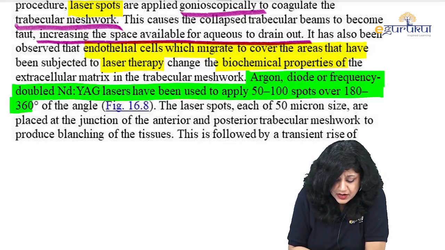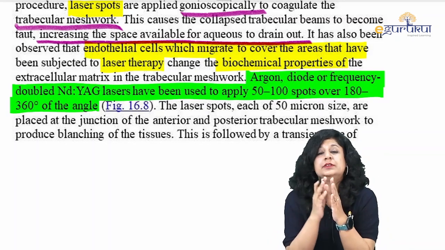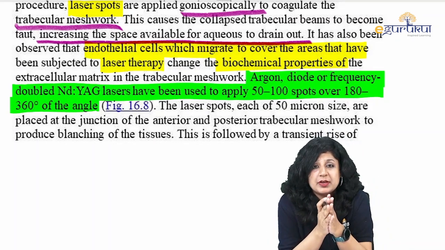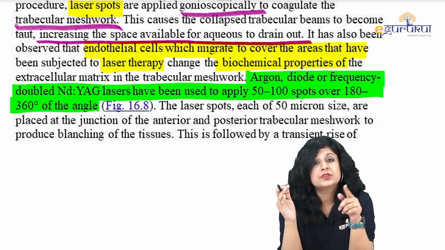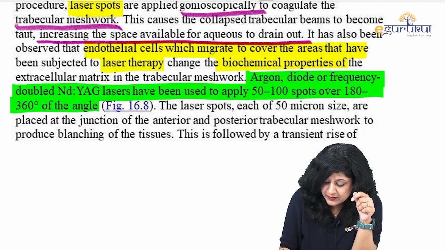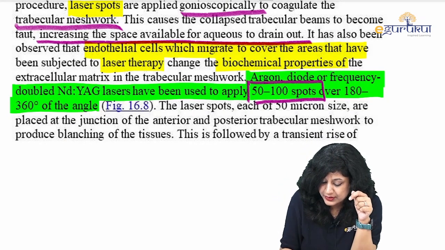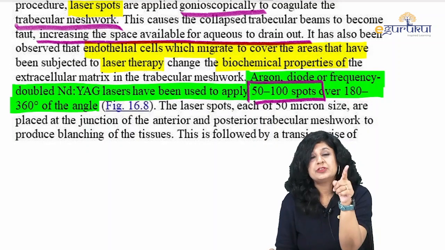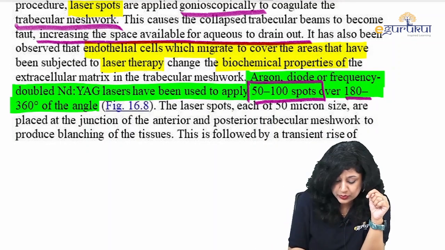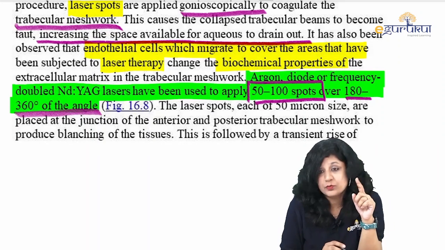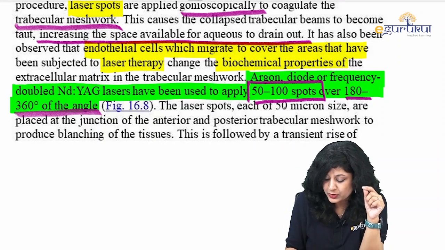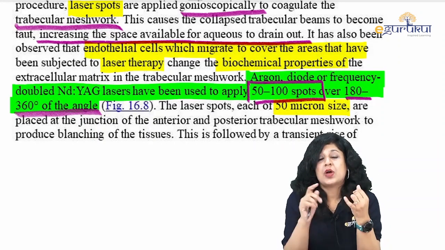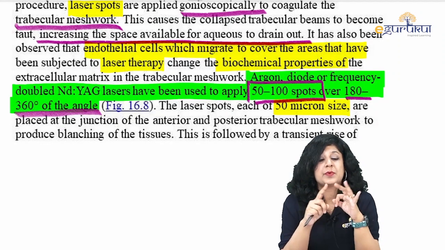And in order to cover this trabecular meshwork, how many spots are we giving? The spots that are given are about 50 to 100 spots, and how much area are we applying? It is 180 to 360 degrees. And what is the size of these spots? The size of the spot is just 50 micron. So argon laser, diode laser, frequency doubled Nd:YAG.